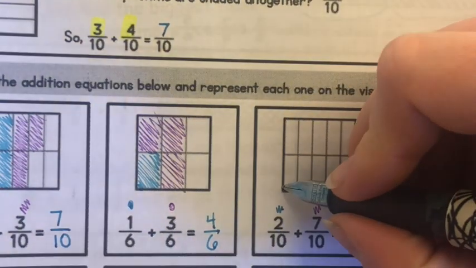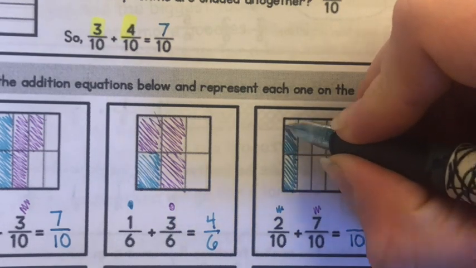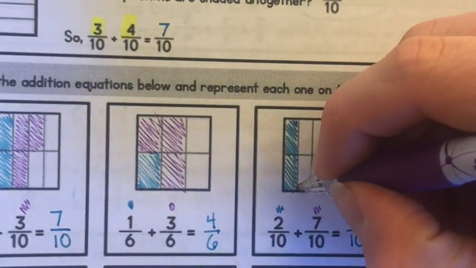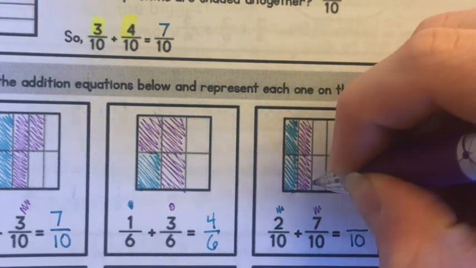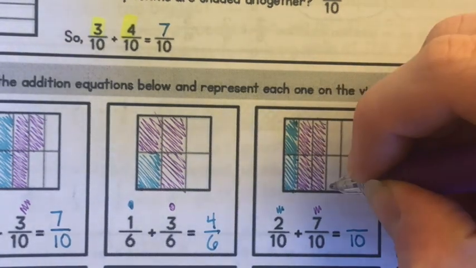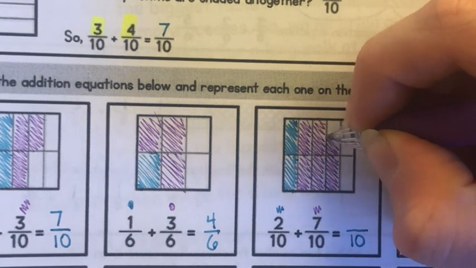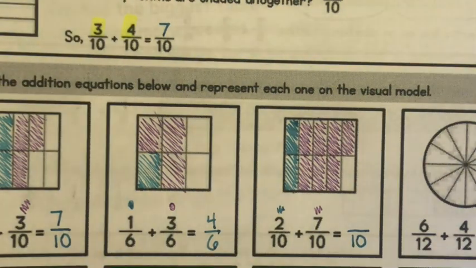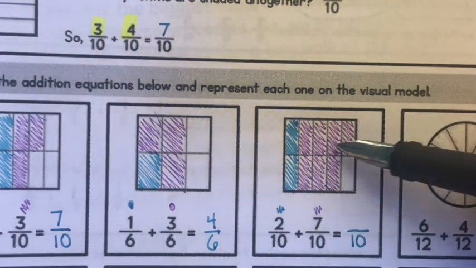So I'm taking my 2/10 and I'm going to shade in 1, 2. Now I'm going to take my other pen, I'm going to shade in 7/10. 1, 2, 3, 4, 5, 6, 7. Doesn't matter which 7 you fill in. So now I have shaded in 2/10 and I've shaded in 7/10.